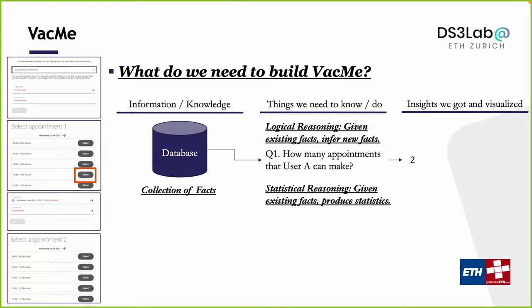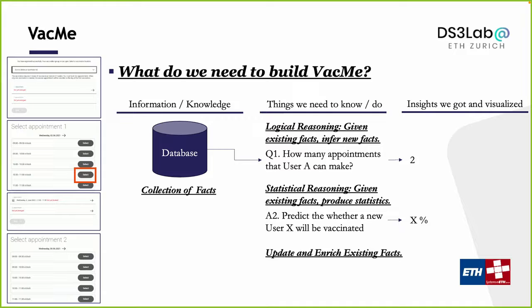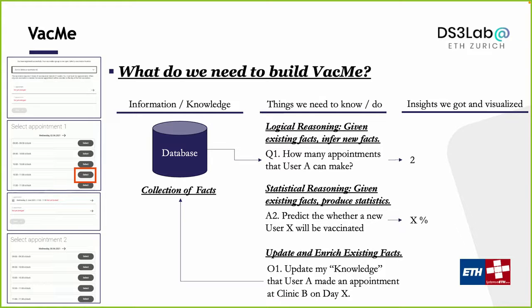And then you can do other types of reasoning. You can do statistical reasoning. It's not producing new facts, but producing statistical correlations, producing predictions that are going to hold statistically. For example, given a new user, how can we predict whether this user is going to be vaccinated or not? That's not a fact. That's our prediction about the future. That's something you can do given this collection of facts. You can update it, you can enrich it. You can put a new fact into a database system. So this is actually, at a higher level, what we are going to deal with.